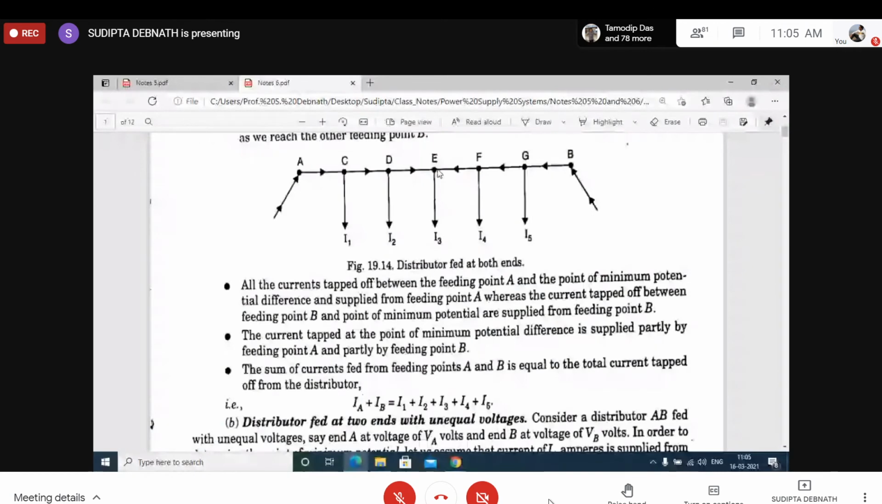At any other point you will find that the direction of the current is the same on both sides of the loading point. See, if C is the loading point, here it is in this direction, here also in this direction. At every other point it will follow, but here you will find the direction of the current reverses at the point of minimum potential. I think this is clear to you, isn't it?